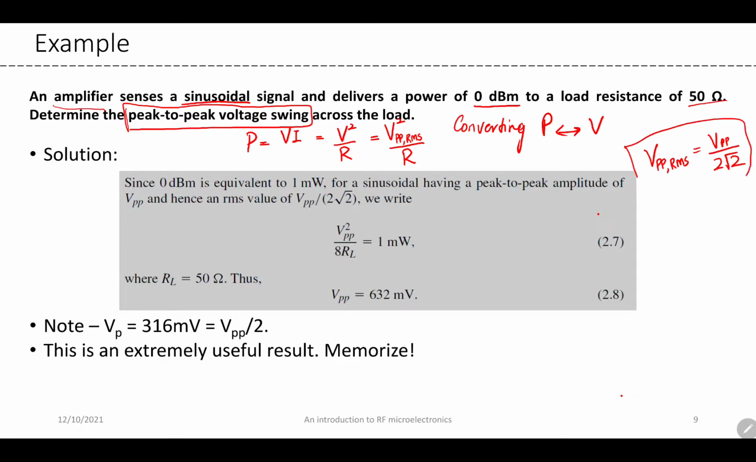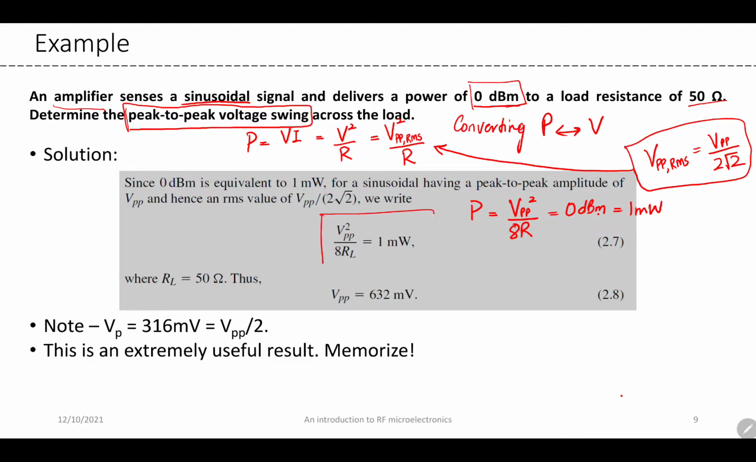Now if you use this relation in this, you'll get power as V peak to peak squared by 8R. Now we know that this power is equal to 0 dBm, which is 1 milliwatt. So that's what's written here. V peak to peak squared by 8 RL is equal to 1 milliwatt, and RL is 50 ohms. Then your V peak to peak is 632 millivolts.